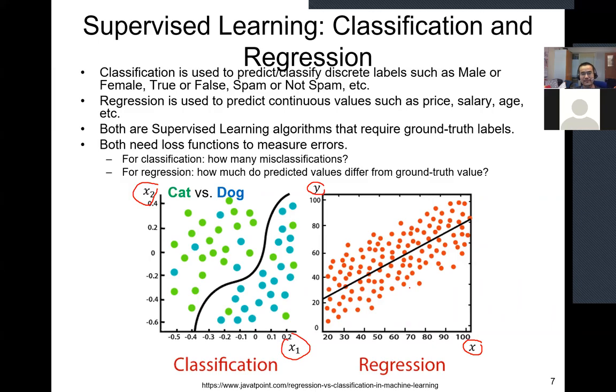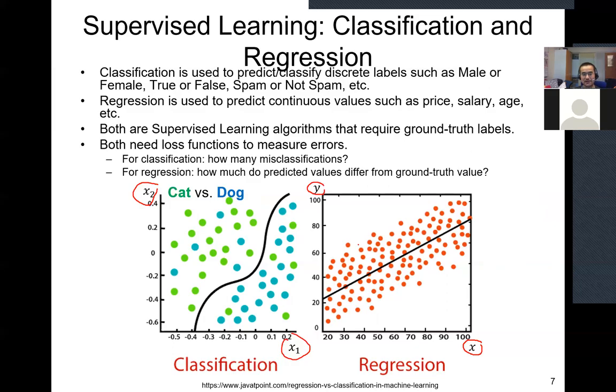Both are supervised learning algorithms that require ground truth labels. For the classification task, you need labels as to which picture is cat, which one is dog. For the regression, you need the actual data points. Each point is a label, that is the xy pair.